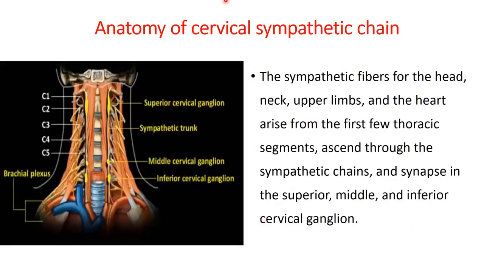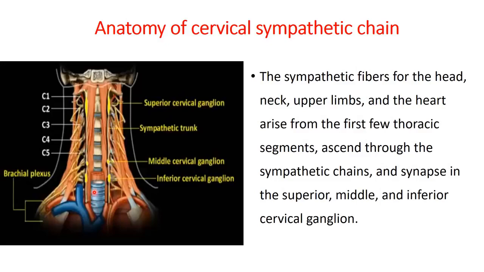Now the anatomy of the cervical sympathetic chain. The sympathetic fibers for the head, neck, upper limbs and the heart arise from the first few thoracic segments, namely T1 to T4. They ascend through the sympathetic chains and synapse in the superior, middle and inferior cervical ganglia. Here you can see the superior, here the middle, and here the inferior cervical ganglia.